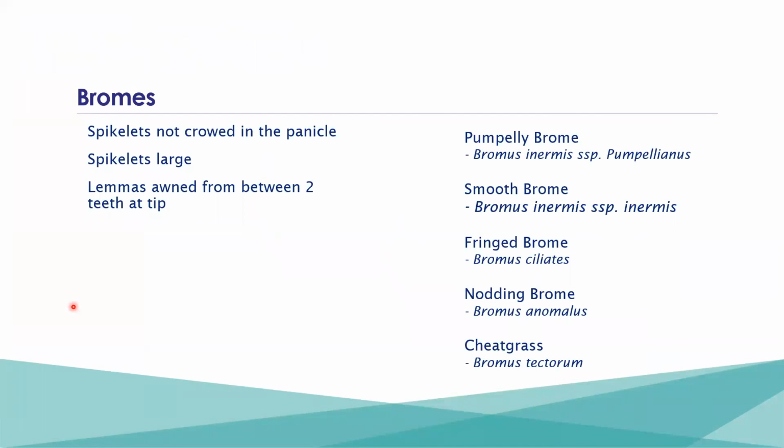All right, so the bromes in our book, we have 5 to choose from. So let's take a look at the rest of the features and see if we can put them together to give us a species.